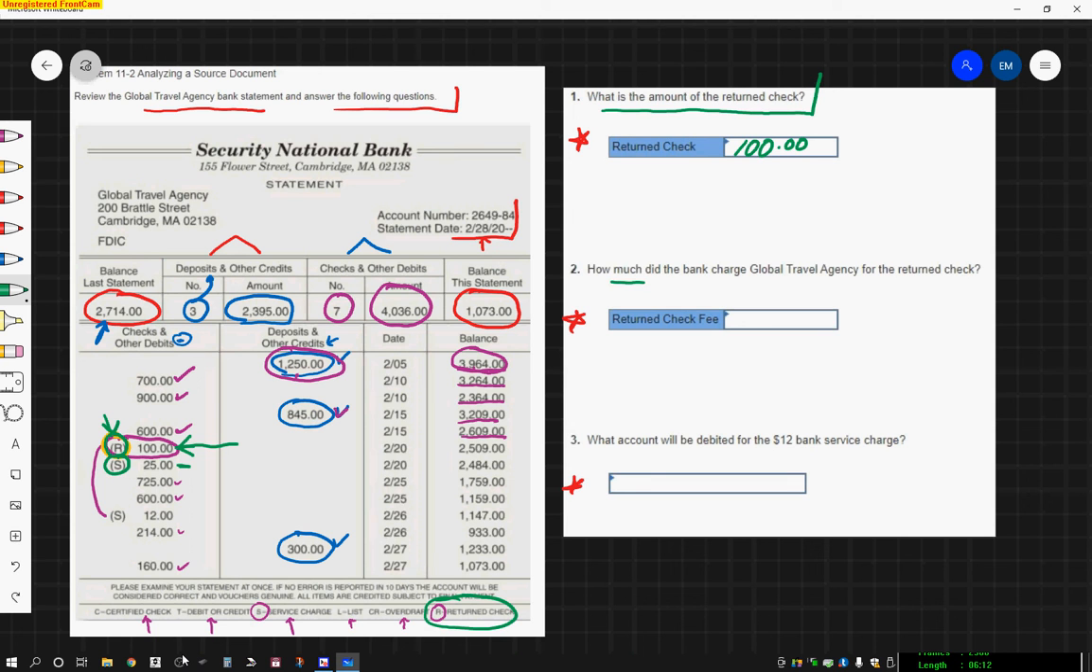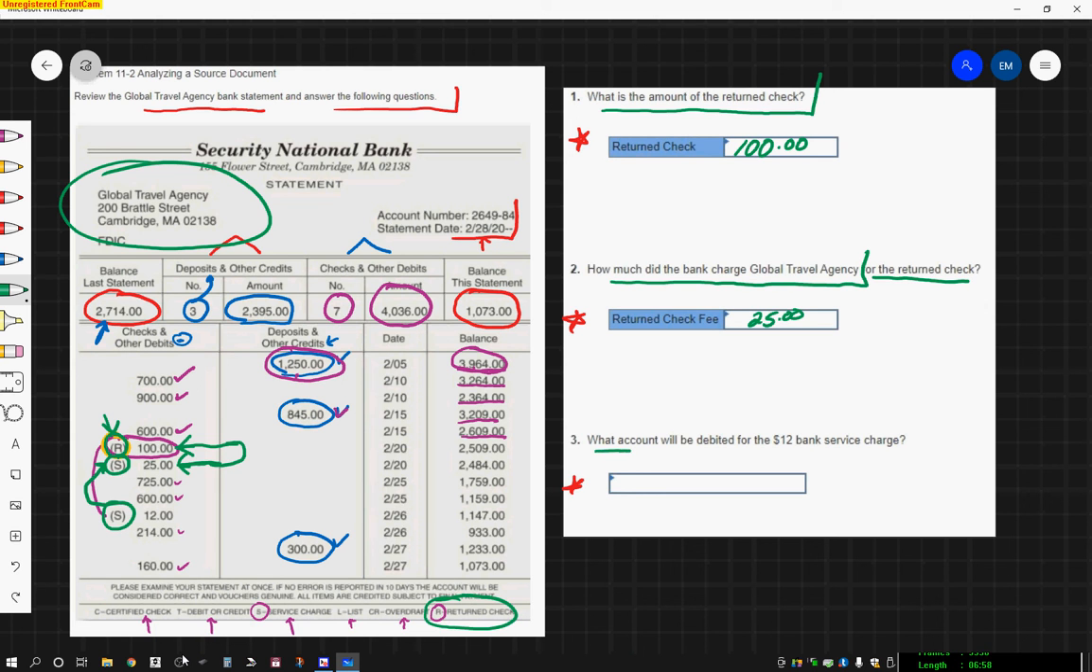Question: how much did the bank charge Global Agency? Here is Global Agent. They're the one that had the bank account for the returned check. It seems unfair, but it happens. So you got a service charge here of $25. Now, it's listed right below the check that bounced. So there's a connection between the two of these. Because you're going to ask me a question in a second. I'm going to say, well, how can you tell the difference between this S and that one? Well, it's the proximity to the check that was returned. So how much were they charged? $25.